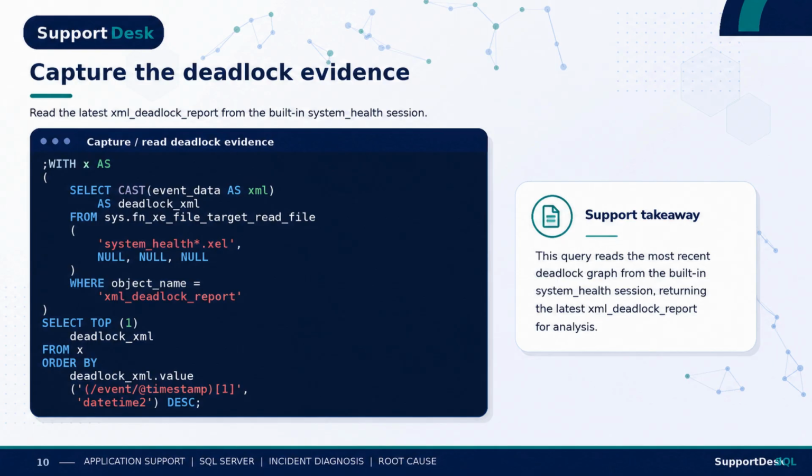A deadlock usually disappears immediately because SQL Server has already resolved it by selecting a victim. That means current blocking DMVs may show nothing useful afterwards. The evidence is the deadlock report, usually collected with extended events. In the lab, we create a small extended events session that captures xml_deadlock_report into a ring buffer.